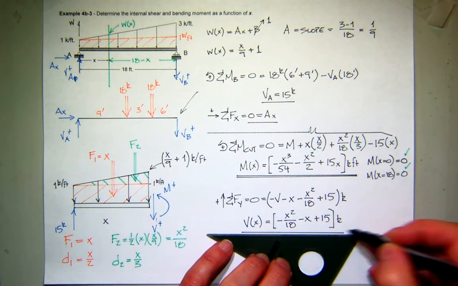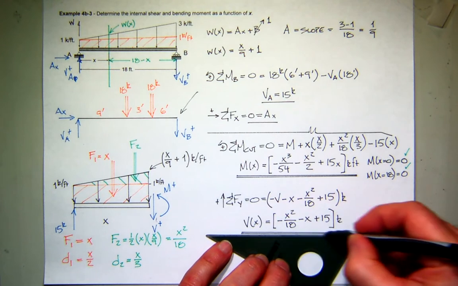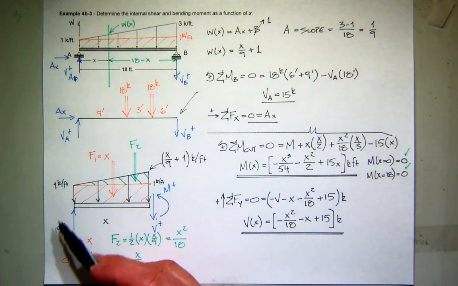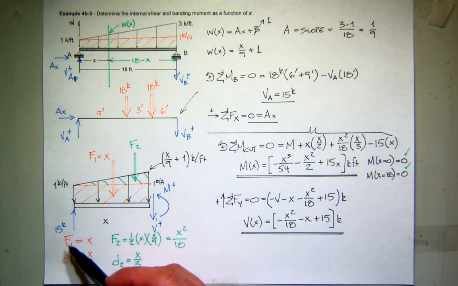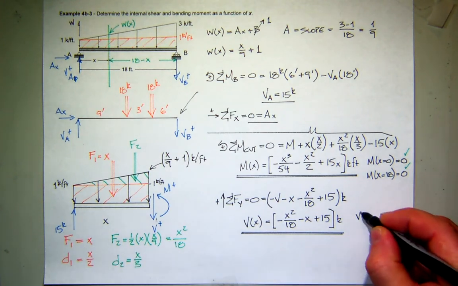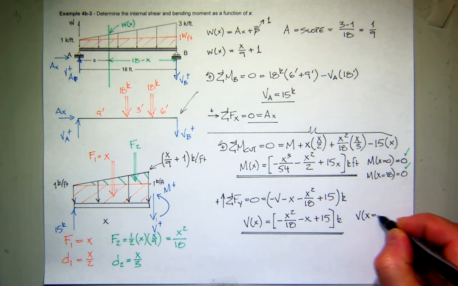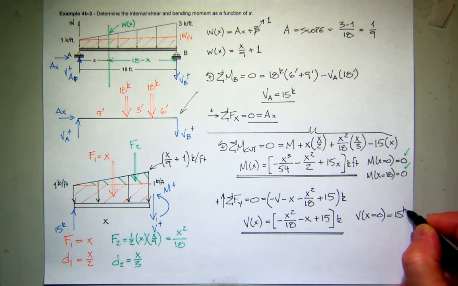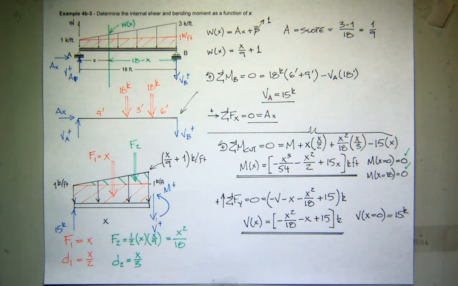Do I know the shear anywhere? Well, remember, we did solve for it here, right? What kind of shear force is that? Positive or negative? That's positive. So I know that the shear at x equals 0 should be 15 kips. And if you can see that when you plug in x equals 0, you do get 15.